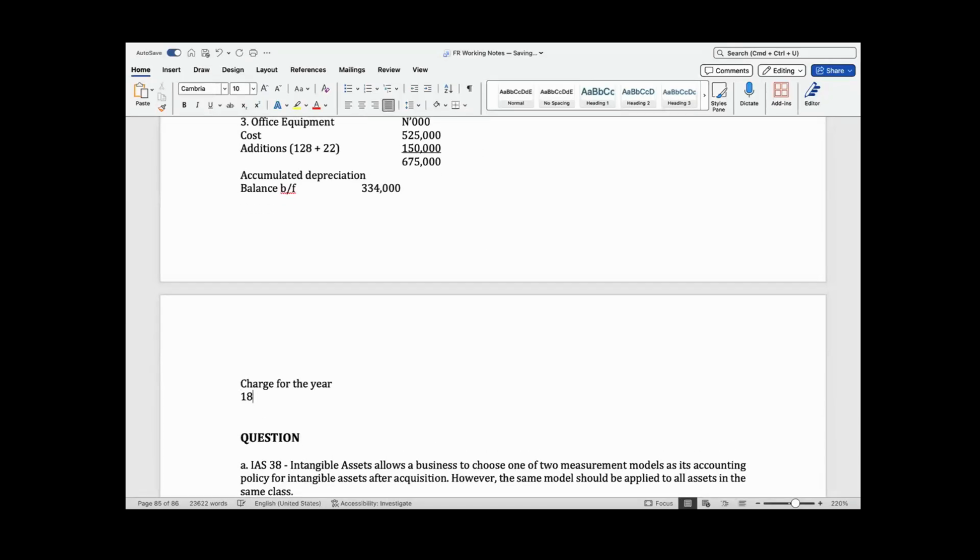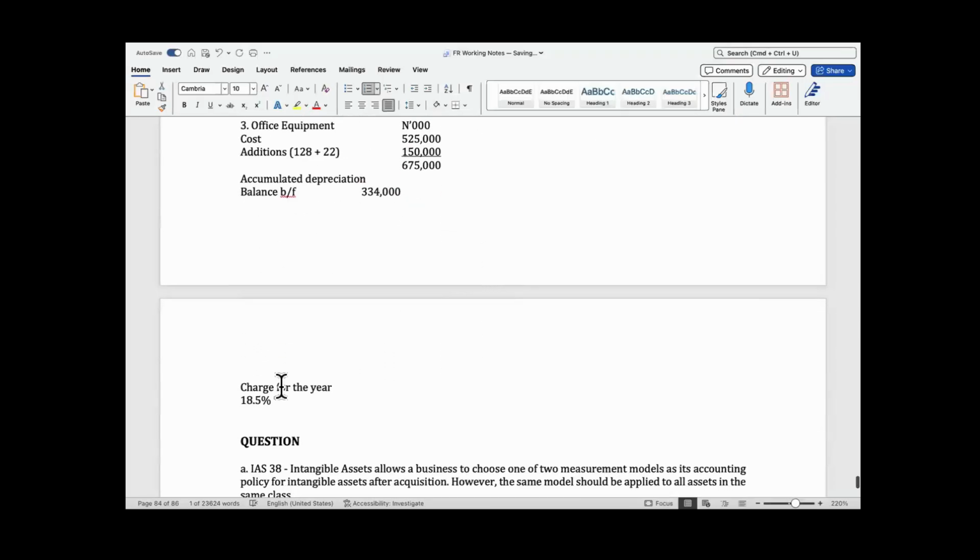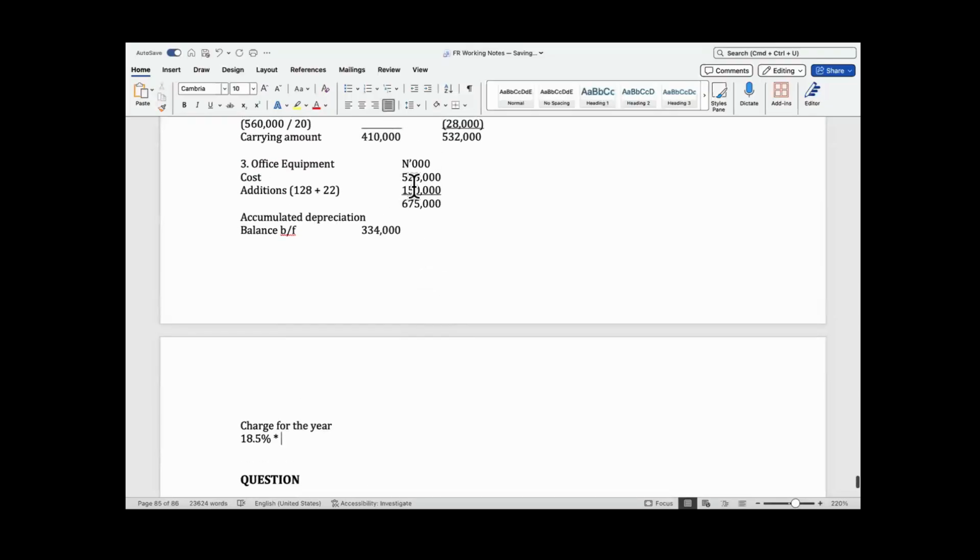They charge depreciation at 18.5% per annum. So ordinarily, I should just charge 18.5% on the total costs, but I cannot, because 150 was bought during the year, which I have to prorate the depreciation for. So I need to calculate it separately. For this one, I will do 525 directly, because it's for 12 months per annum. But for this other one, this 150, we need to prorate times 6/12.